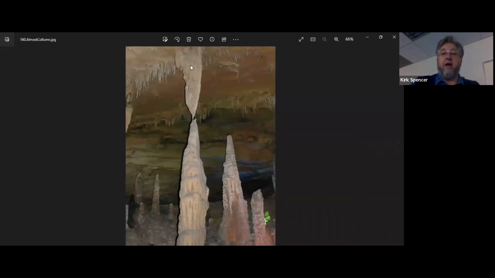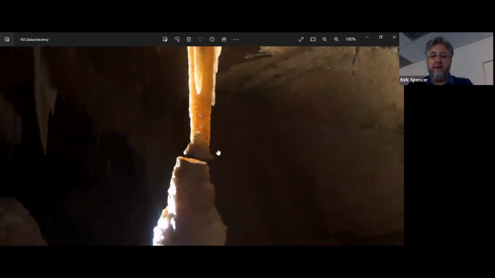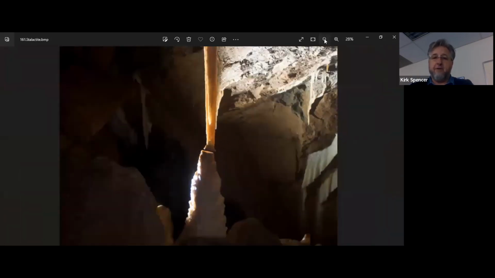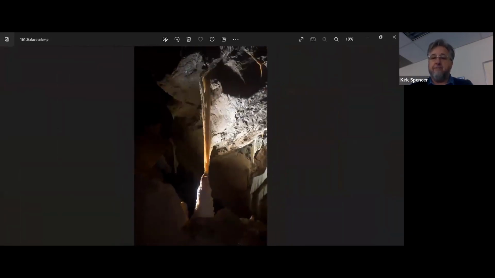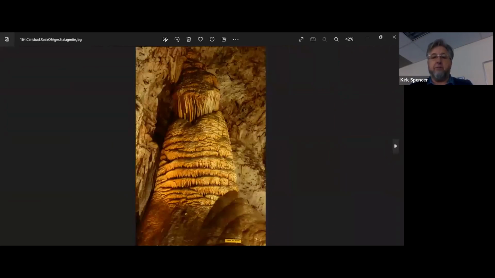As I mentioned, the stalactite from the ceiling will eventually connect with the stalagmite growing from the floor, and they'll form columns. This particular column, evidently there'd been an earthquake and it broke at some point, and moved. Anyway, these are some examples of columns. Once they connect, they continue to grow as water flows down them, creating this flowstone.